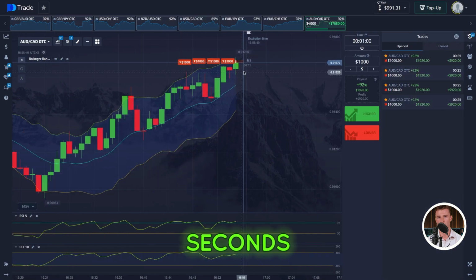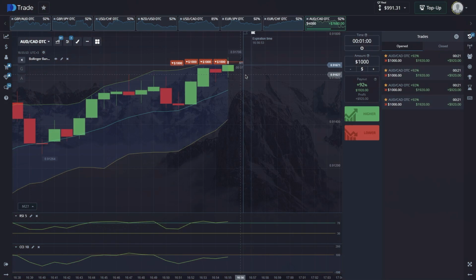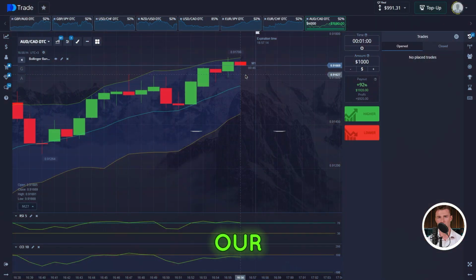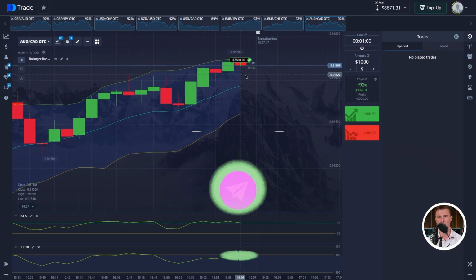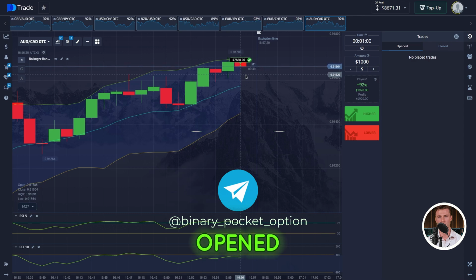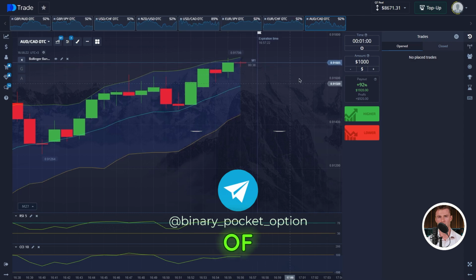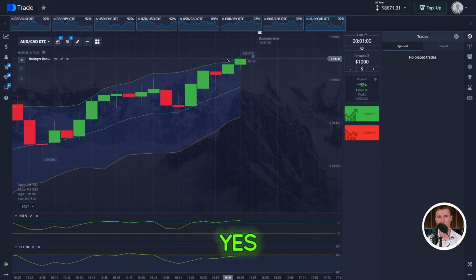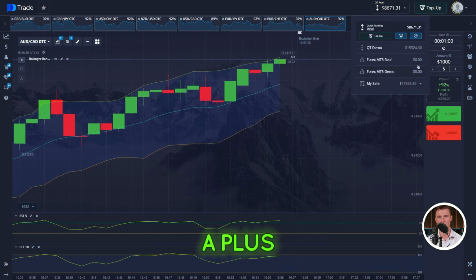We have about 20 seconds left to watch the result. And our trades are closing at a plus. The rollback is still small. We opened on time at the peak of the shadow. Yes, the transactions were completed at a plus.